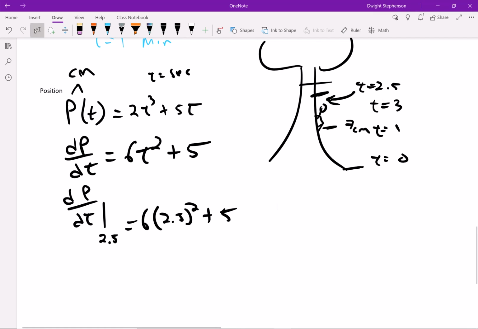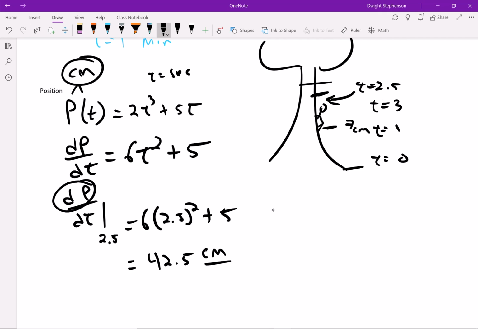And if you do this, you end up with 42.5. And again, we want to think about what the units are. Well, p was measured in centimeters, and our time was measured in seconds. So he's moving at 42.5 centimeters per second. And you notice centimeters per second, that's like a velocity, right? It's like meters per second or kilometers per hour. That's a velocity, so that's getting some physics connections.